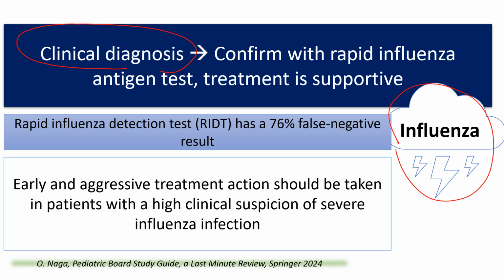Confirm with a rapid influenza antigen detection test, and the treatment is mainly supportive with few exceptions. The rapid influenza detection test has a high rate of false negative results, and the sensitivity varies according to the timing of the year and the peak of influenza. Early and aggressive treatment should be given to patients with a high clinical suspicion of severe influenza infection. Simply, the patient can die from influenza myocarditis.